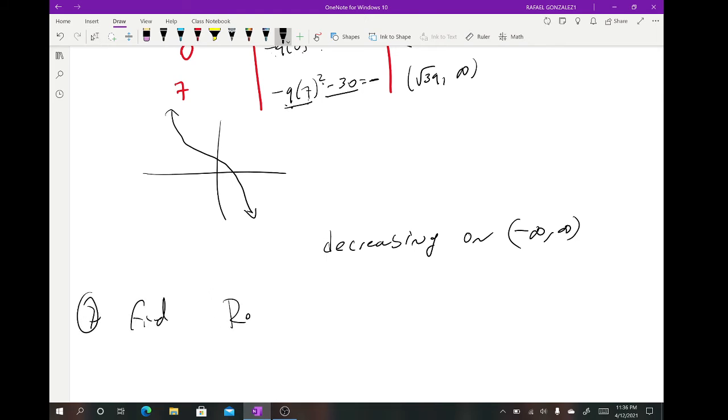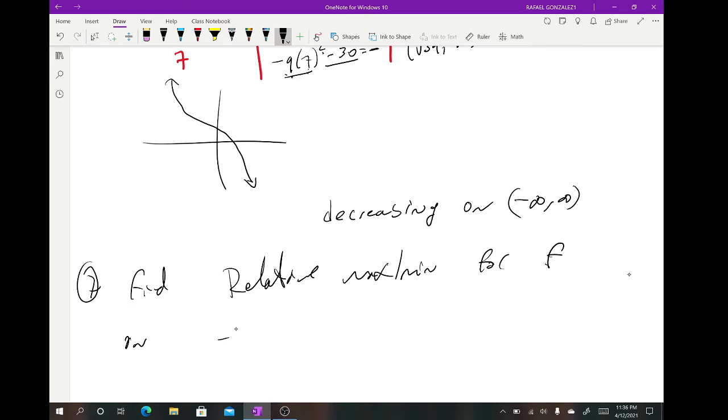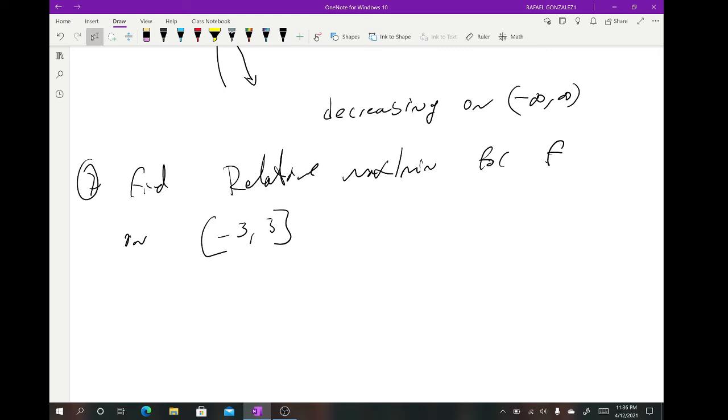Find the relative maximum or minimum for the function f on the interval -3 to 3. And let's say somebody gives us f to be -5x cubed plus 3x minus 2.